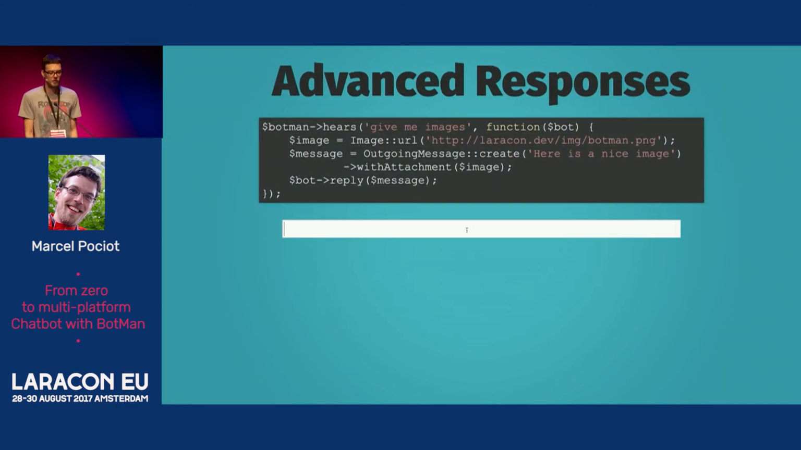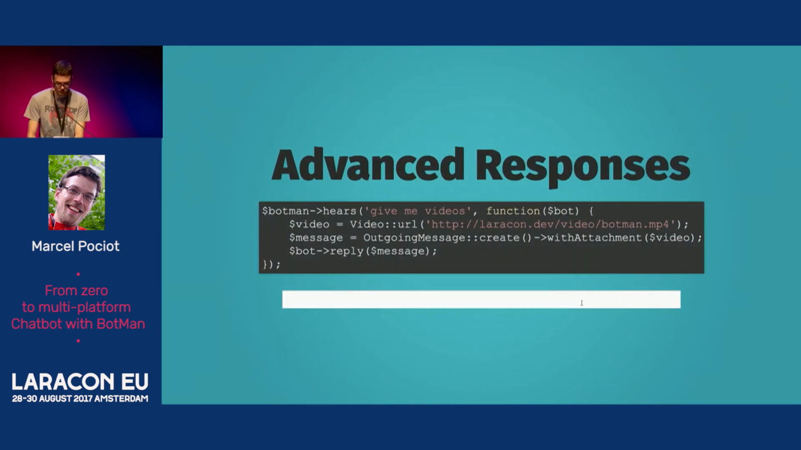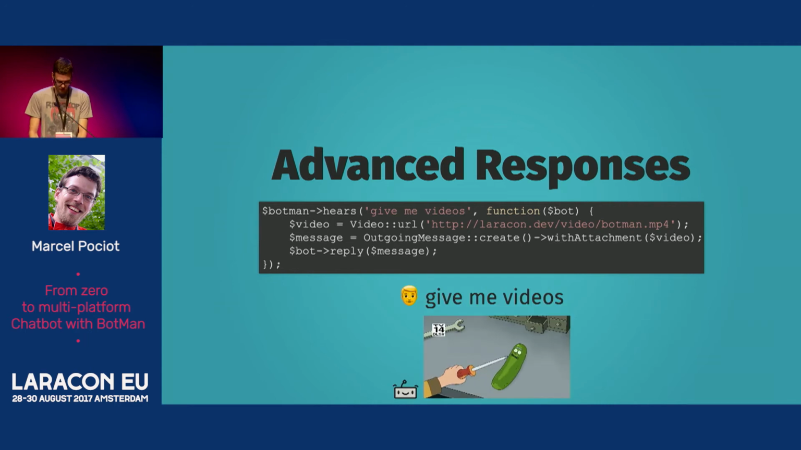And you're not limited to only textual responses. So you can also have, it's an outgoing message class, and there you can also pass attachments. So for example, when I type, give me images, it's going to reply with the text and also with an image of the BotMan logo. And once again, this depends on the messaging service that you use. You can also do this with videos.